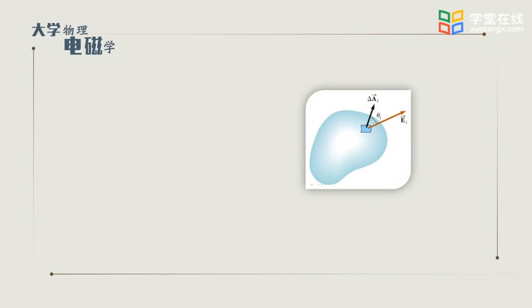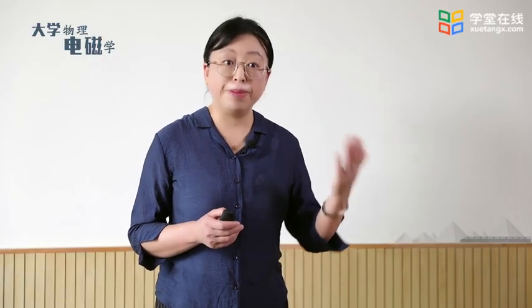The electric flux through this element can be calculated using the formula we got above, where we employed the definition of the scalar product of two vectors. Summing the contributions of all elements gives the total flux through the surface approximately. However, this is just an approximation.